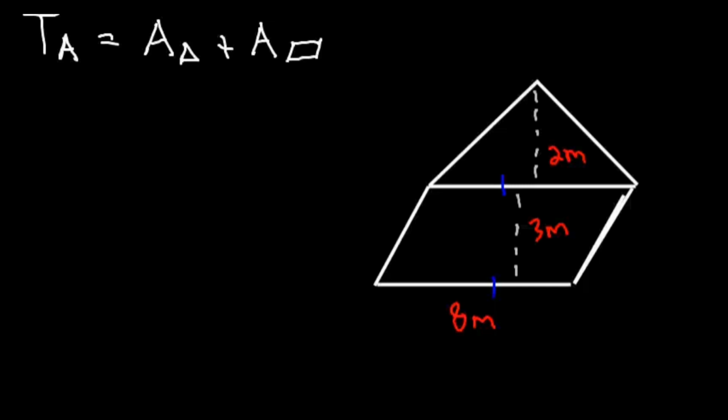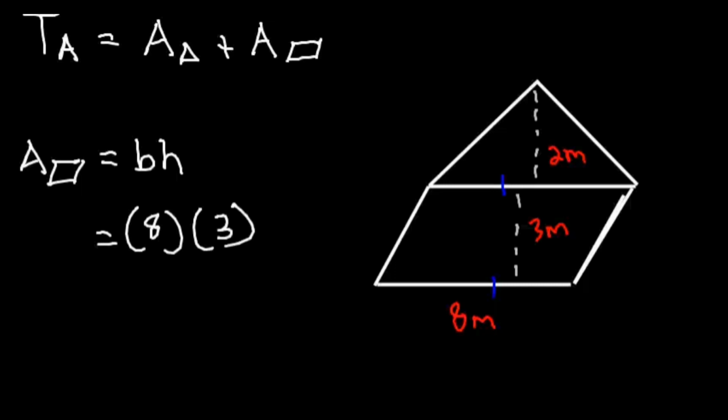Let's delete that. Now the area of the parallelogram is equal to base times height. So 8 is the base, and 3 is the height. 8 times 3 is equal to 24. And the unit's in meters, so it's meters squared.